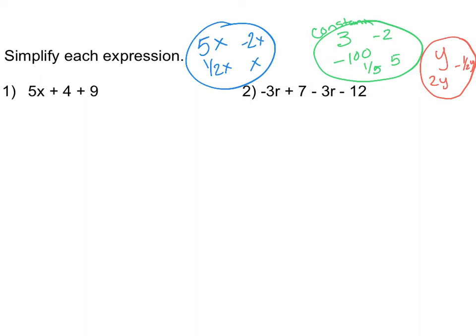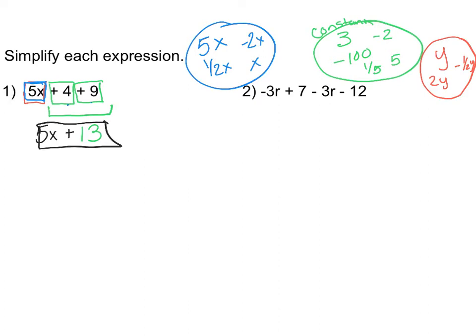So let's look at this first one. I see that I have a 4, and it's positive, and I have a 9, and it's positive. Those are like terms. And then I have a 5x, and it's positive. But these are not constants. So this is kind of like the blue one up there, and then these two are like the green one. So I can combine like terms. That means I can add 4 and 9. So 4 plus 9 is 13. And then I can't add 5x to it, so it's just 5x plus 13. That's my final answer.